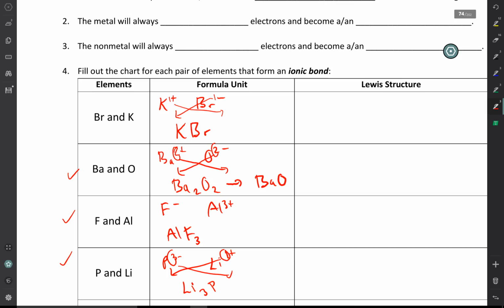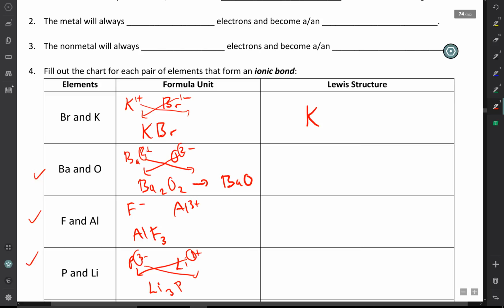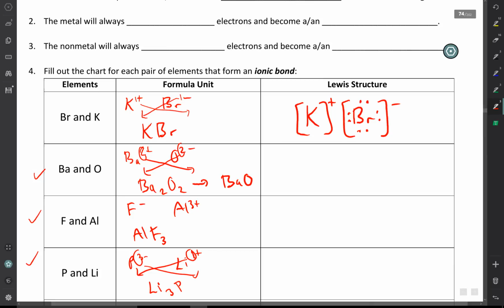All right, so we already went through and did the hard part. We figured out the formula unit. Now it's just a matter of drawing the Lewis structure. So again, we're going to draw the ions. The metallic ion is always going to just have an empty octet. The non-metallic ion is going to fill its octet. You go through and you want to put square brackets around each of the ions, and then you put the charge outside. Easy. Let's do it for BaO.